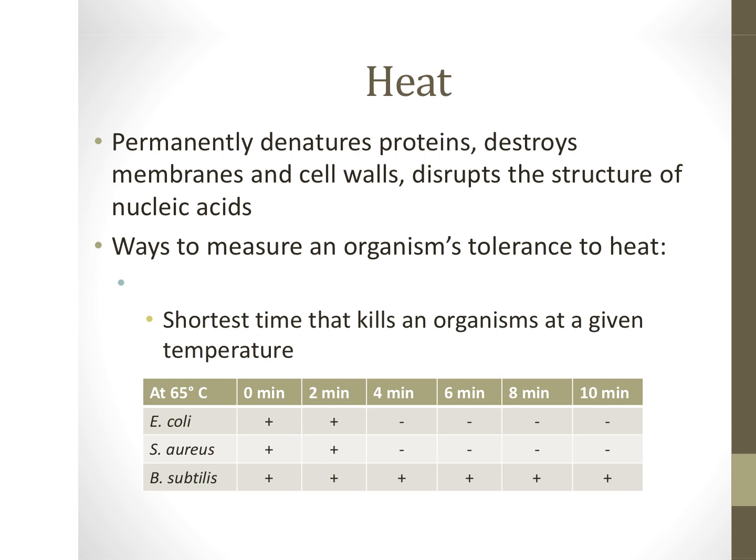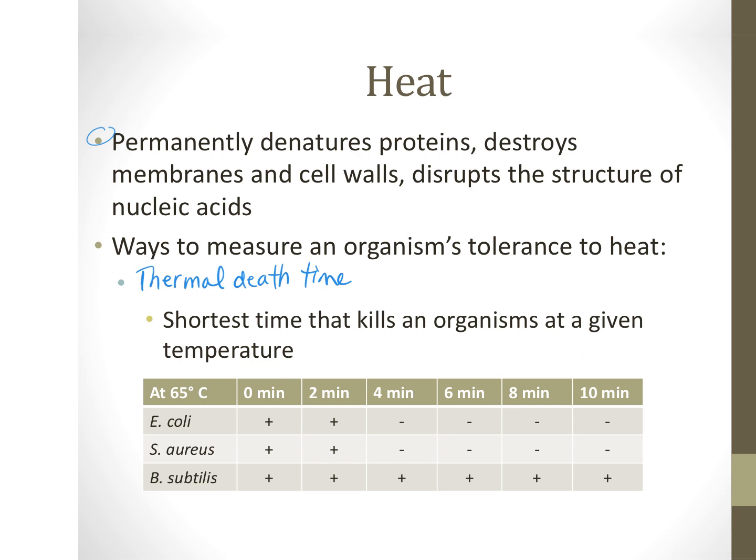But heat basically causes all different kinds of problems for the cell, kind of destroys everything. Some cells are a lot more tolerant to high temperatures than others, so we like to try to measure that tolerance. One way is by trying to measure the thermal death time. And that's one of the things that we're going to try to measure in lab. But that's defined as the shortest time that kills an organism at a given temperature.